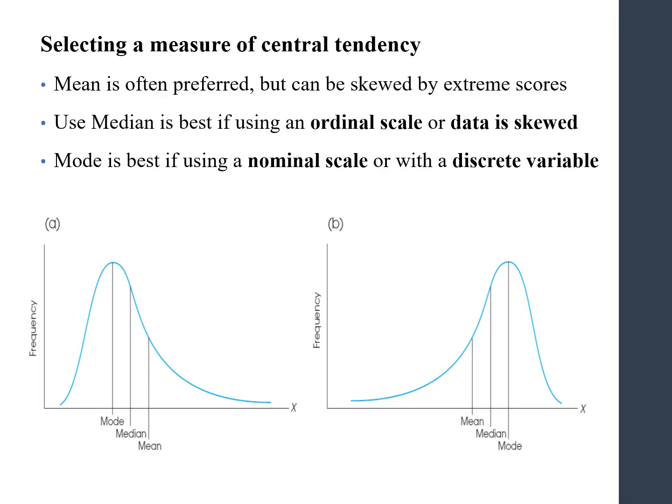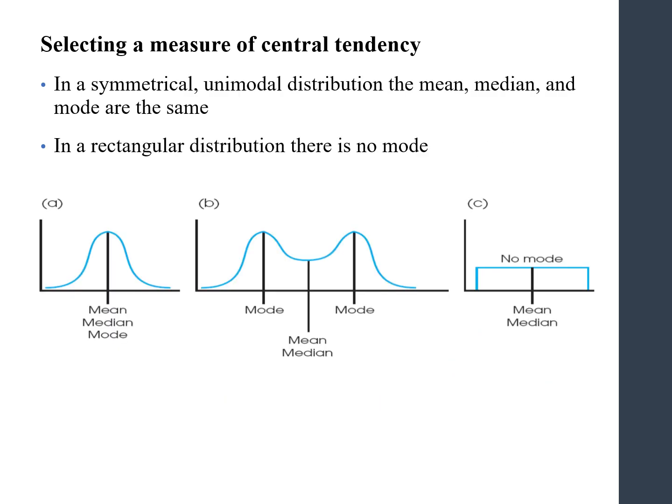Mode is the best when you're using nominal data, which again is just categorizing data such as color. Or when you have a discrete variable, say you're measuring dice rolls, there's only a limited number of outcomes, right? Using the mode, you could tally up how many times those outcomes happen.